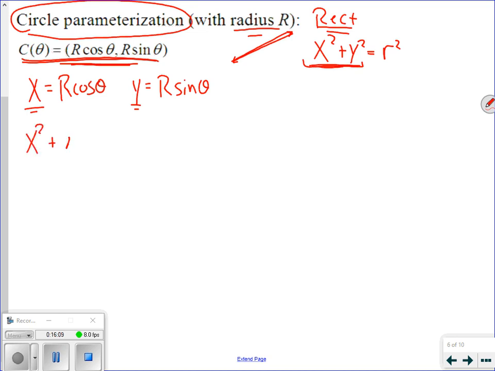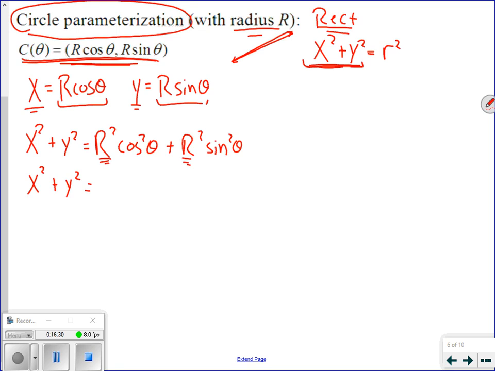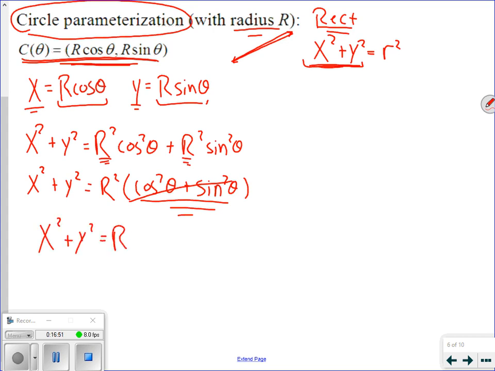I get x squared plus y squared equals, well, it'll be this term squared plus this term. So that would be r squared cosine squared theta plus r squared sine squared theta. And if I were to take a GCF of r squared out, I would get r squared on the outside, and I'm left with cosine squared theta plus sine squared theta. And we know that this simplifies down to 1 by the Pythagorean identity, and 1 times anything is just whatever you're left with. So we get that x squared plus y squared equals r squared.